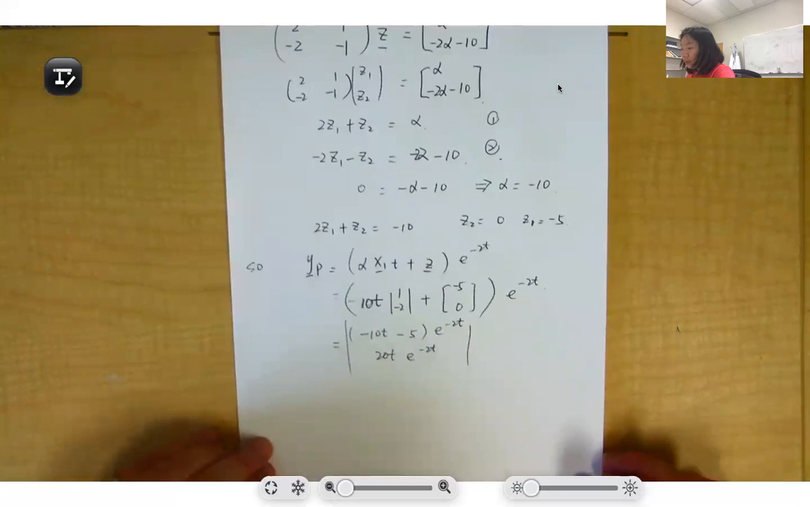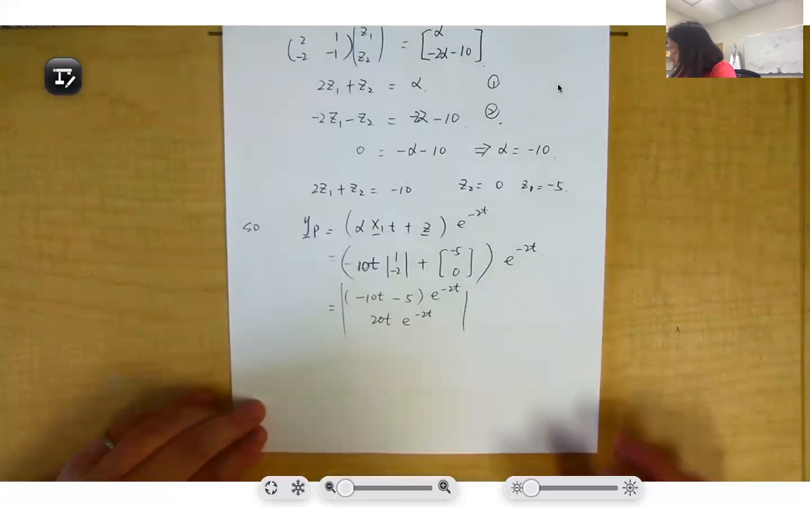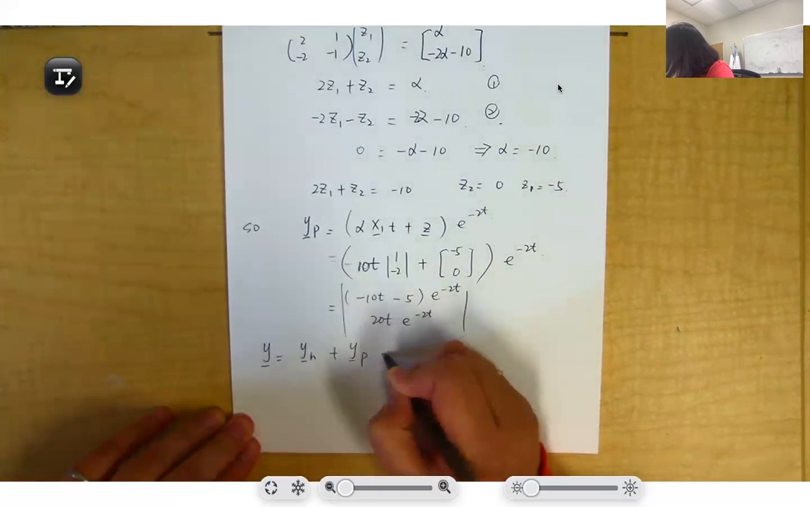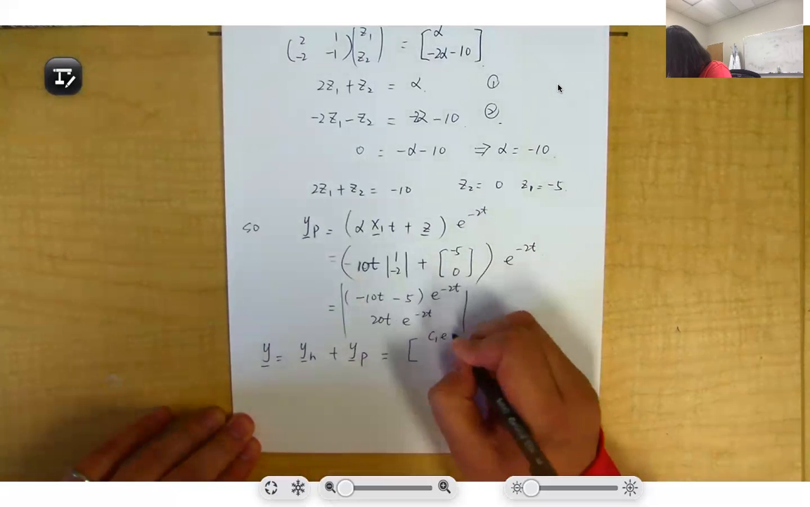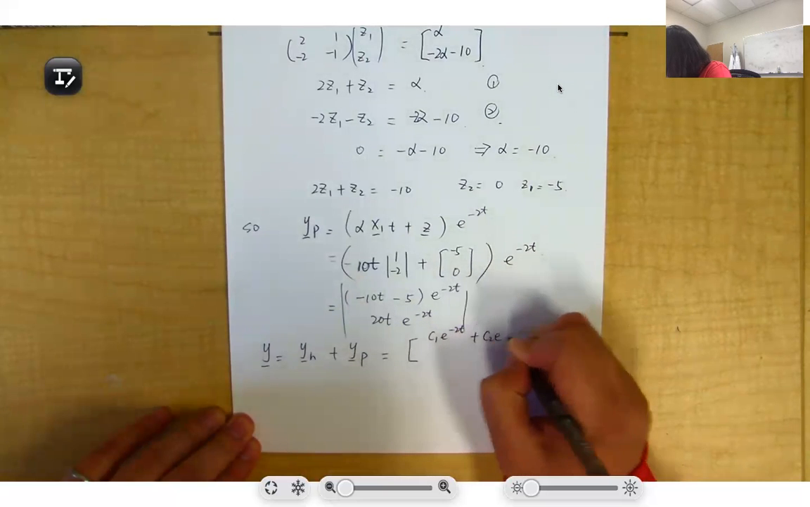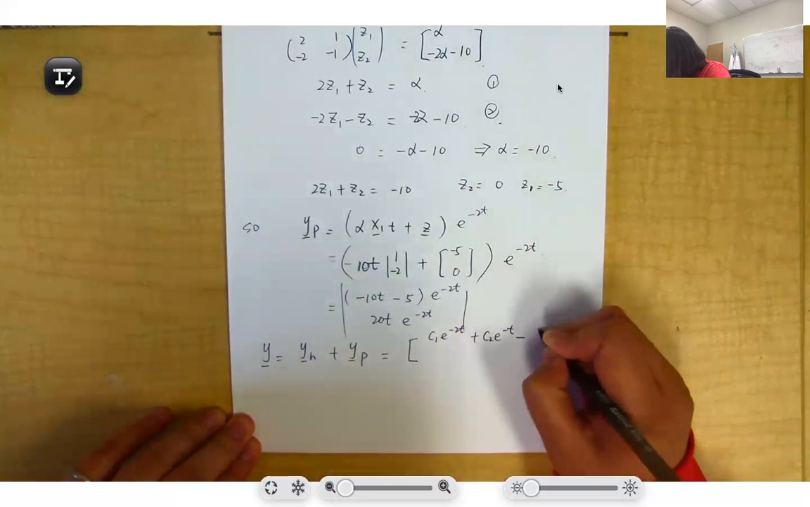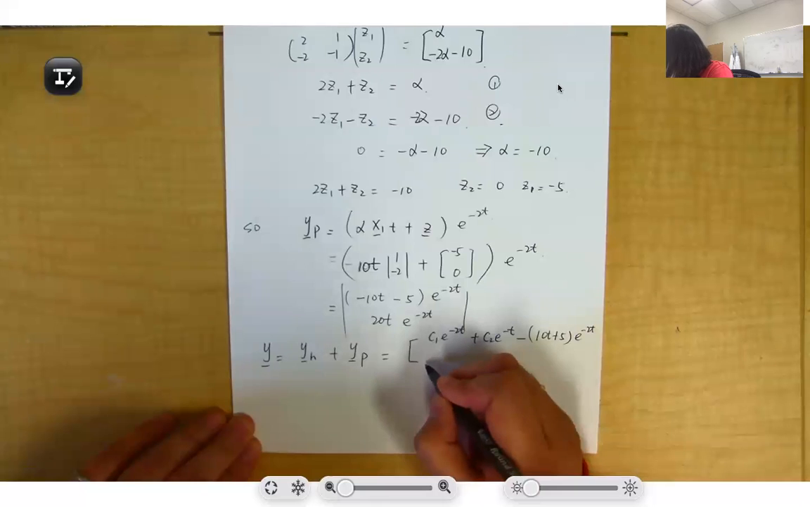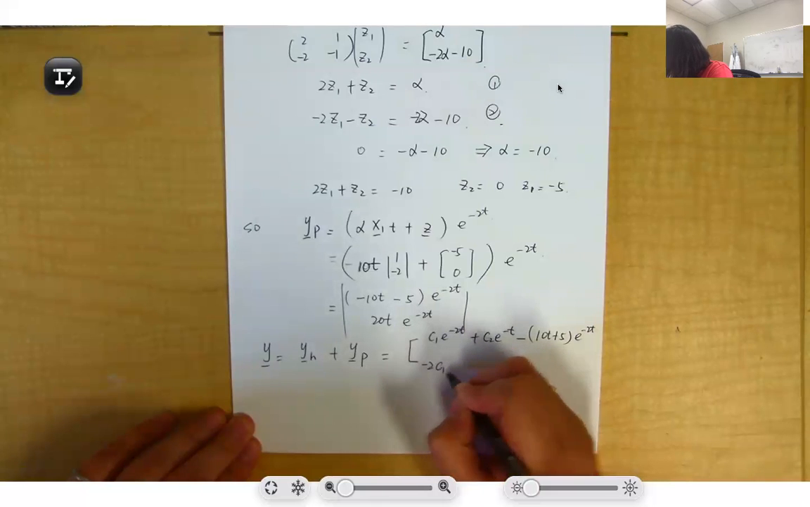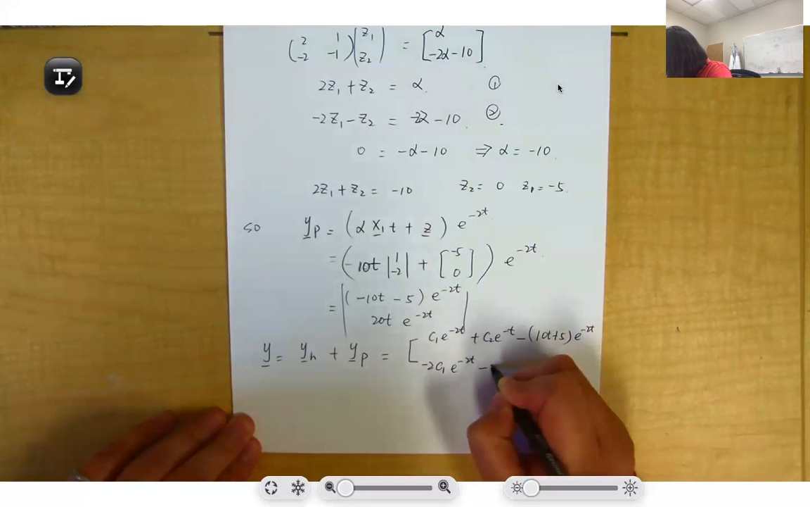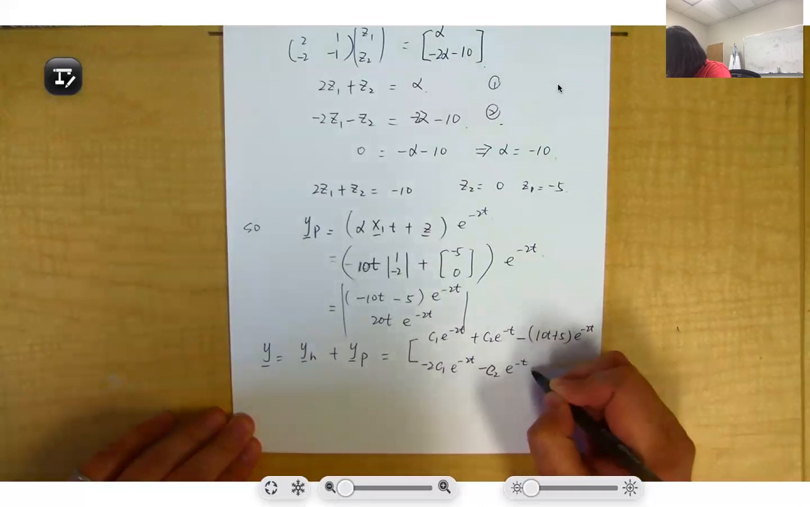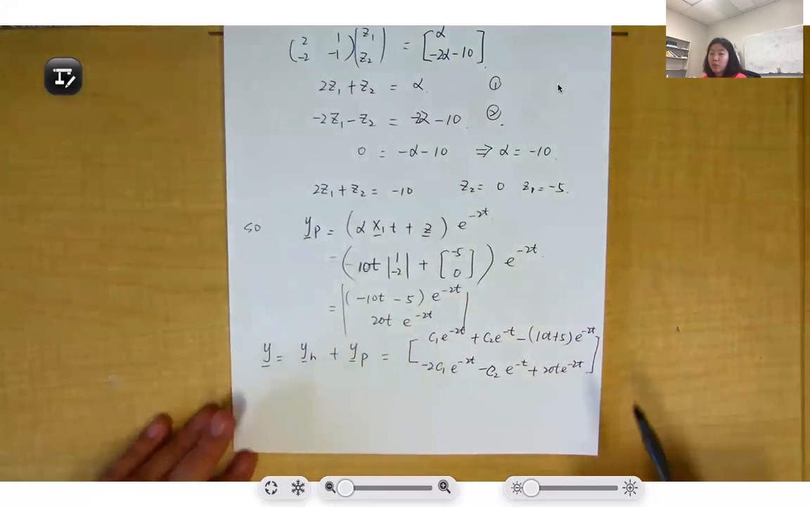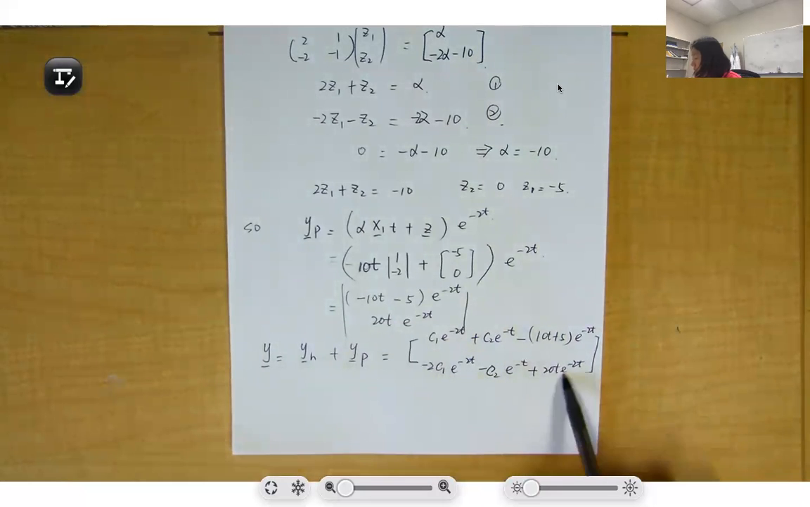Then you can construct your final general solution, which is y equals y_h plus y_p. That equals c1 e to the -2t plus c2 e to the -t, minus 10t plus 5, e to the -2t. The second row is negative 2c1 e to the negative 2t minus c2 e to the negative t plus 20t e to the negative 2t. And this is constructed with the homogeneous part and the particular part.